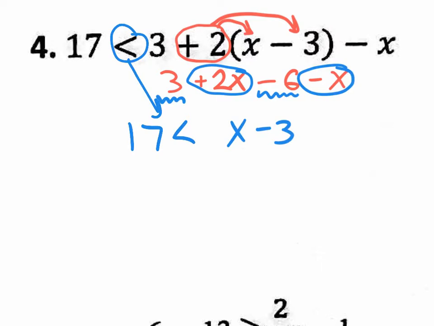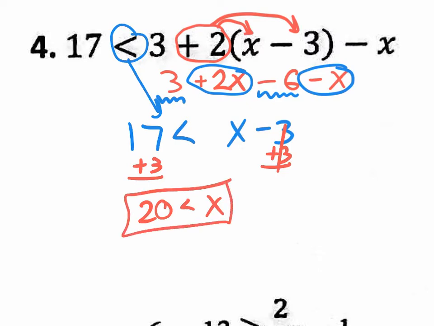And Gabriel, what would that step be? Add 3. Add 3 to both sides. Plus 3 here, plus 3 over here. You're going to have 20 is less than x. And that's your correct answer. But what could we do, Leslie, to make this answer look a little bit better? Flip it around, right? Put the x on the left side and put the 20 on the right side.